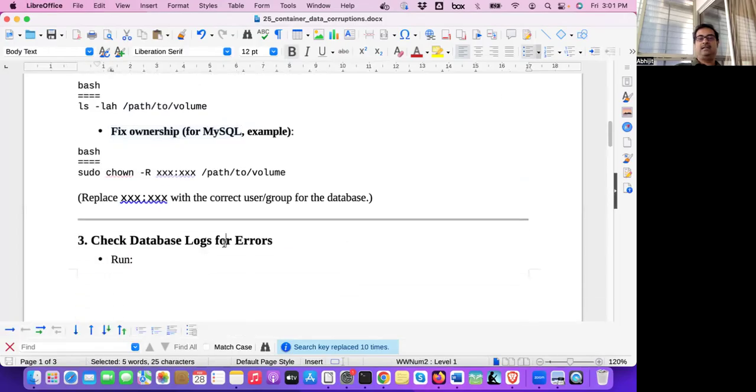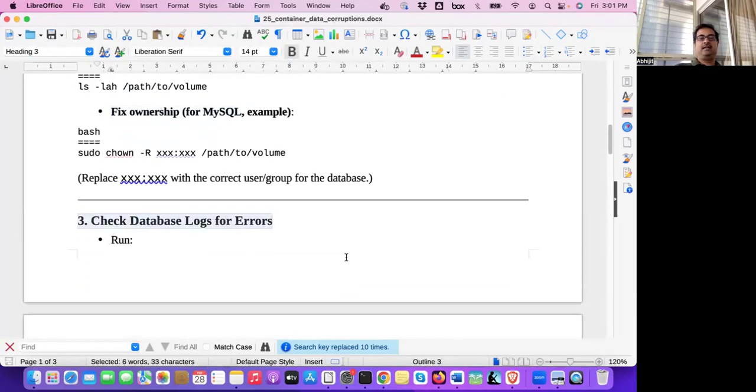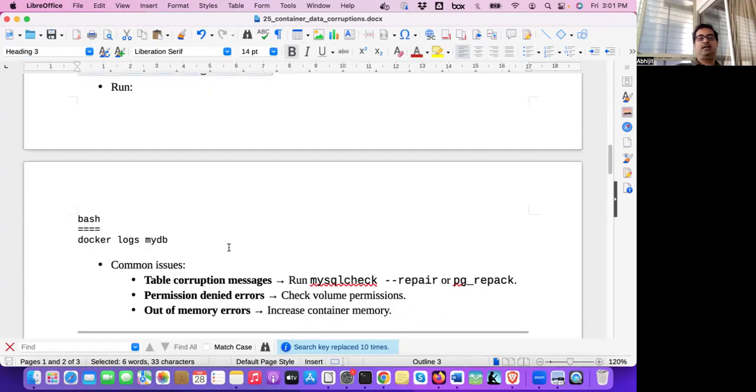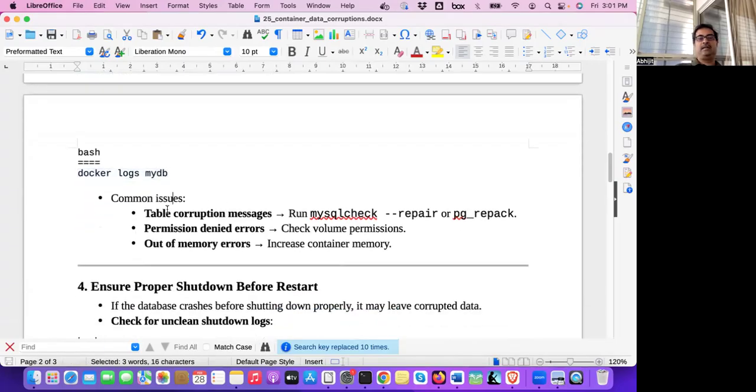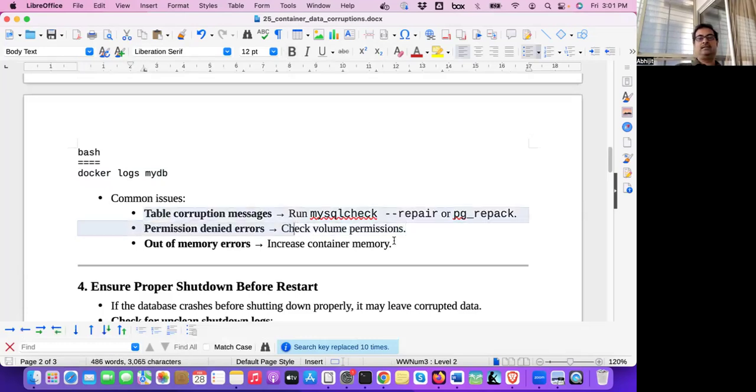Then obviously check database logs for errors. We already know that we have to check the database logs. Run docker logs with the container ID, and we can check the logs. Common issues could be table corruption messages, permission denied errors, and out of memory errors. These are the errors that may happen.